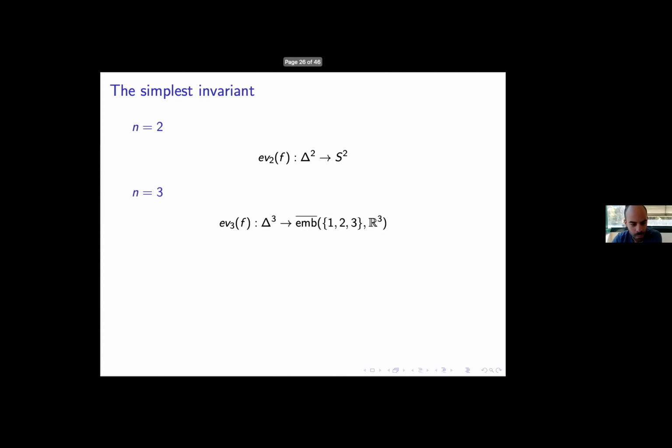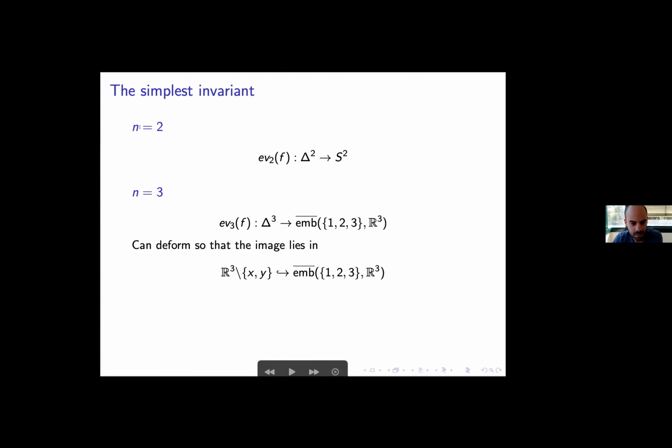There's no invariant. But the next one, n equals 3, that's a little bit more interesting. So now we have a map from 3 simplex to this compactified configuration space. And it turns out that essentially because the n equals 2 invariant is so simple, the restriction to 2 points is so simple, you can show that in fact you can deform this map so that its image lies in the subspace of the configuration spaces where 2 of the points are fixed. So that's this x and y. These 2 points are fixed.